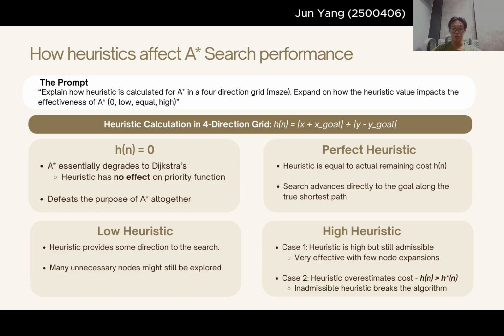If the heuristic is low, A-star still finds the optimal path but wastes time on unnecessary nodes. If the heuristic is perfect, A-star goes straight to the goal. If the heuristic is high but still admissible, it's very efficient with very few node expansions. But if the heuristic overestimates, it breaks the algorithm entirely.